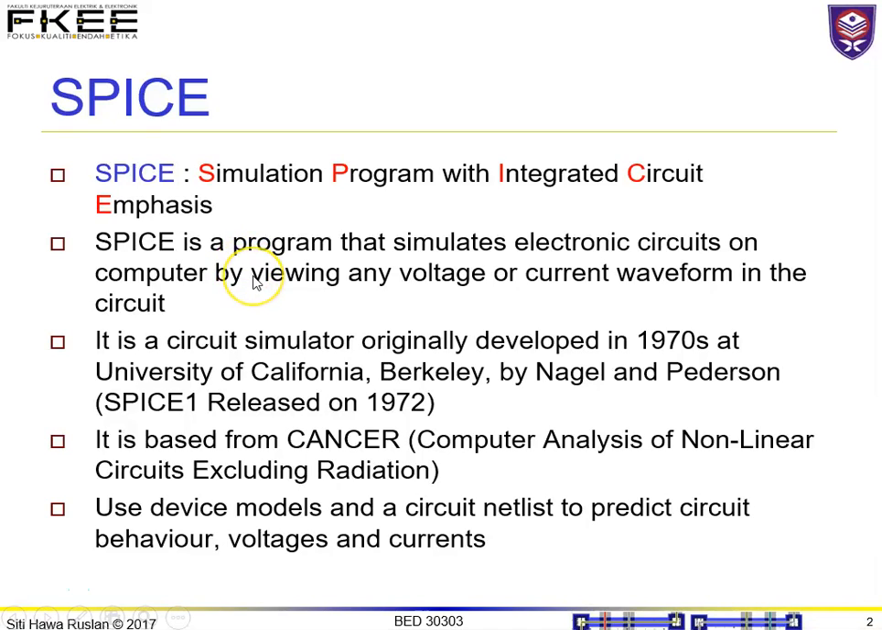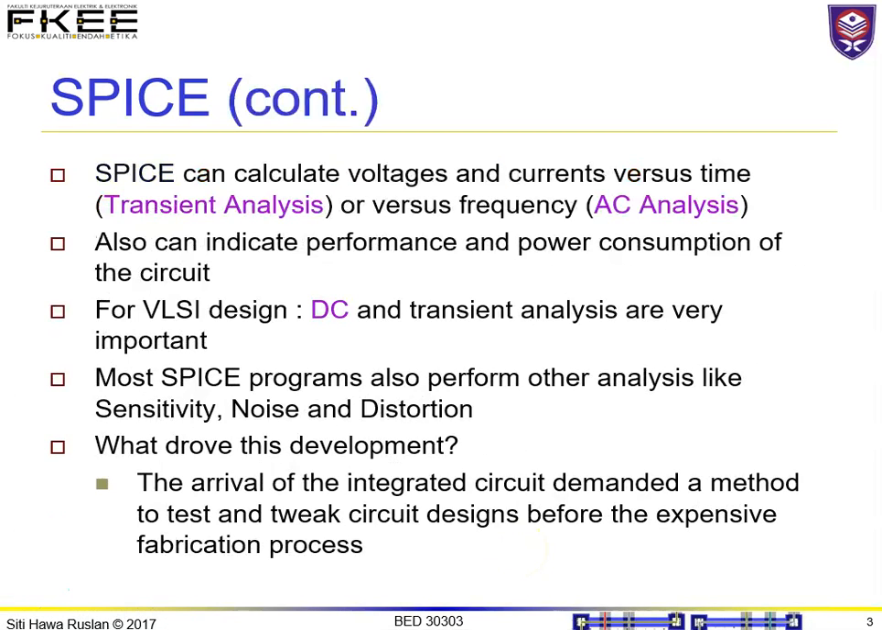It is a program that simulates electronic circuits on a computer by viewing any voltage or current waveform in the circuit. Originally, it was developed in the 1970s at the University of California, Berkeley. It was released in 1972, which is called SPICE-1. It is based on CANCER, computer analysis of nonlinear circuits excluding radiation. It used device models and a circuit netlist to predict circuit behavior, voltages, and currents.